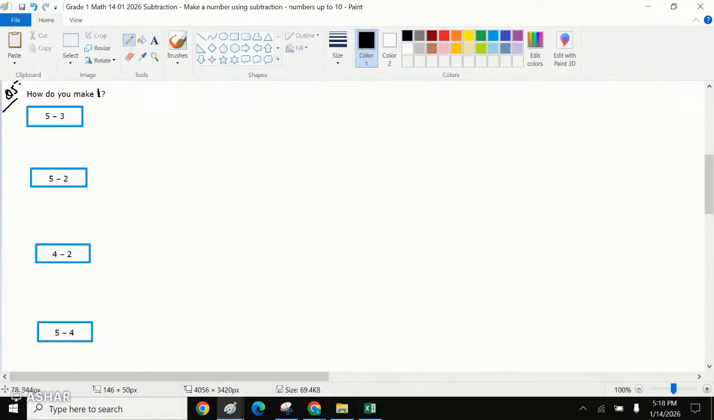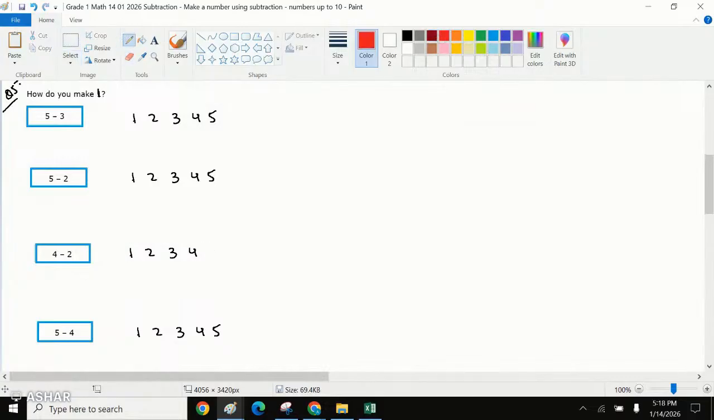Okay. We have 5 minus 3. So we can write the numbers 1, 2, 3, 4, 5. We don't have to write it again. I'll just copy them. These were till 5. And this was also till 5. And this was till 4, right? These numbers were till 4. We just copied the 4 and we removed the 5.